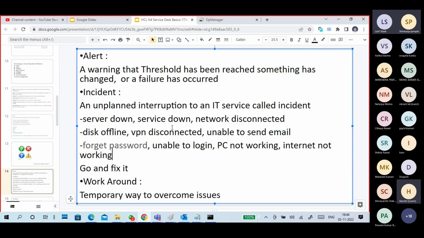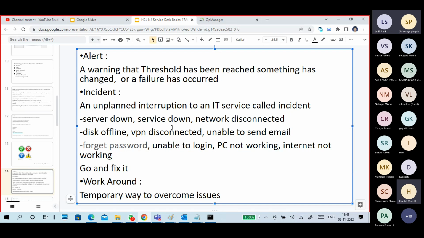For example, you have a mirror set or maybe a RAID 5 or RAID 6. A disk is down, but users are still able to access the data because of the redundancy. We configured redundancy there, high availability of data. The server is down, still we can access. A disk is down, still we can access. In that case also you have to take it as an issue and consider it an incident.